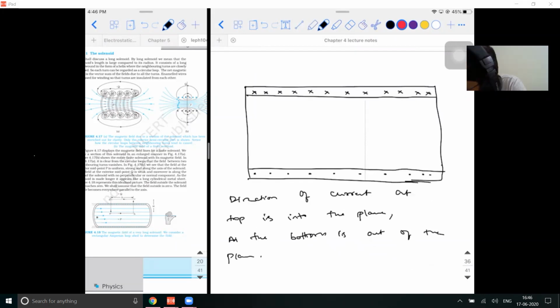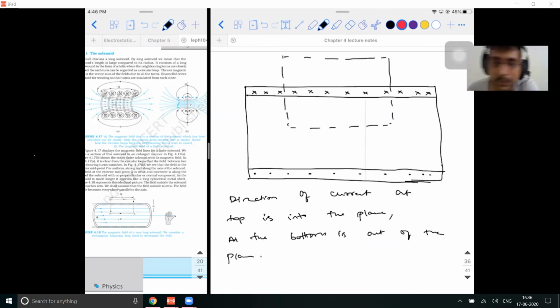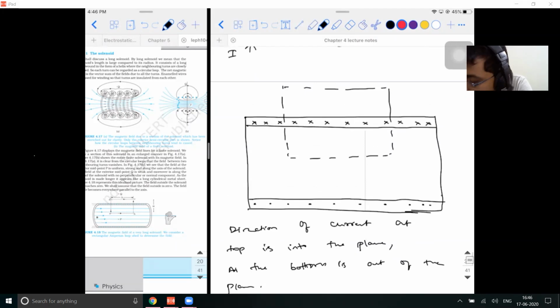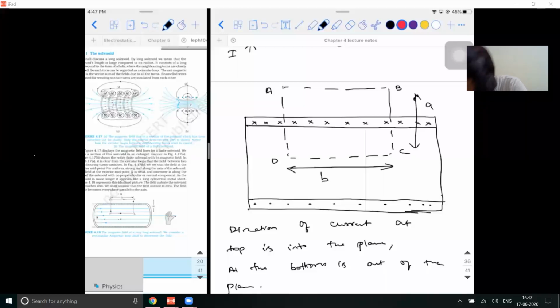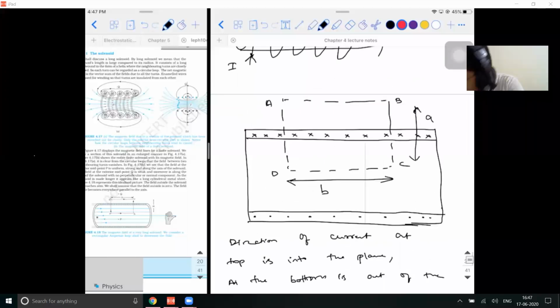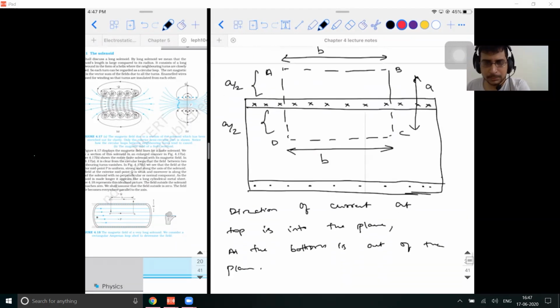Now what I'll do is I'll consider a small Amperian loop like this. The Amperian loop is considered in such a way that some portion is inside and some portion is outside. So if I take this as AB, CD, exactly half the portion is inside and half the portion is going to be outside. Let me say this side is of size A and this is of size B. So I'm taking it like this. Then how much will this size be? This will be A by 2 and this will be A by 2. Similarly, this is going to be B and the topmost portion is also going to be B. Right? So these are the steps to be followed.